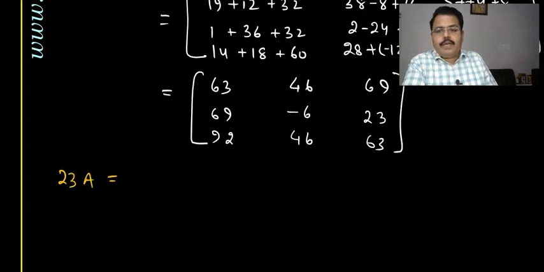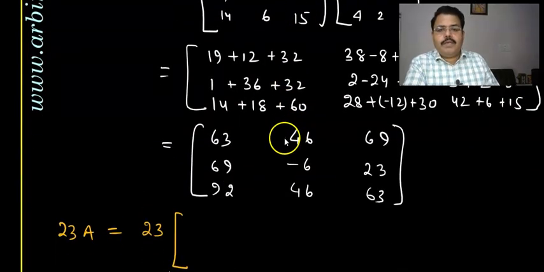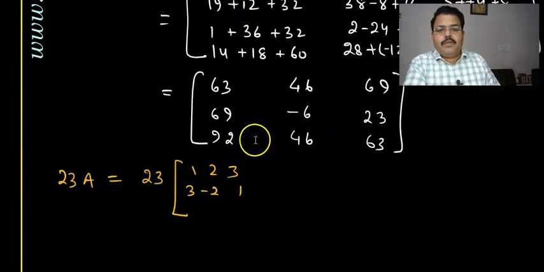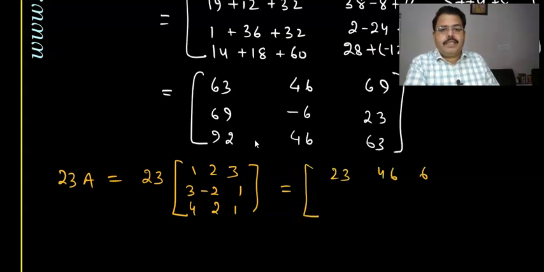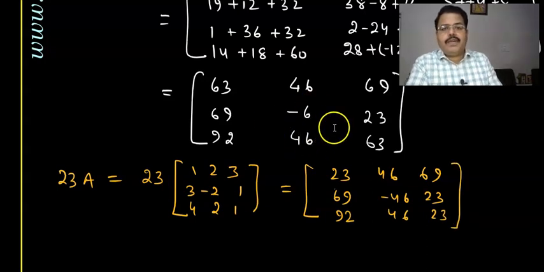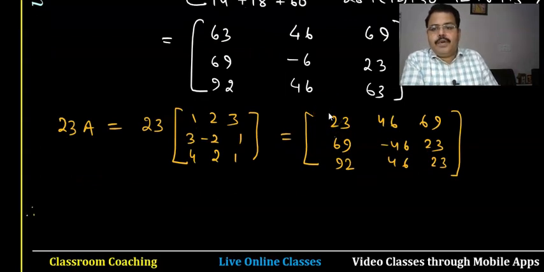Now 23A is what? So 23 times matrix A, and A is what? Matrix A was given here: 1, 2, 3, 3 minus 2, 1, and 4, 2, 1. So that will come. Now, if you multiply by 23, this will be 23, 46, 69, and 23 times 3 is 69, and minus 46, and 23 times 1 is 23, and 23 times 4 is 92, 23 times 2 is 46, and 23 times 1 is 23.